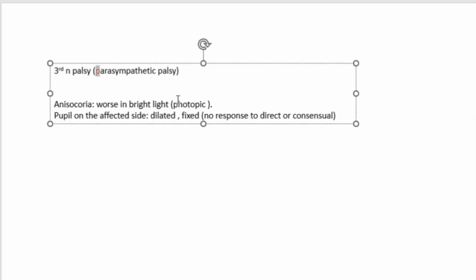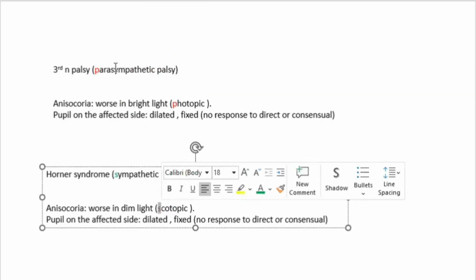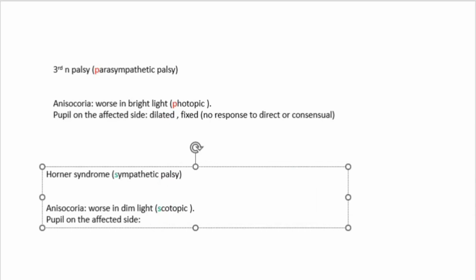We have P here, and we have P. How about Horner syndrome? It is sympathetic palsy, right? Yes. And the anisocoria is worse in dim light, scotopic. So we have S, and we have also S. And the pupil on the affected side is the Horner pupil. What is the Horner pupil? The pupil will be constricted. What is the other meaning for constricted? Like small or miosis. So here, small.